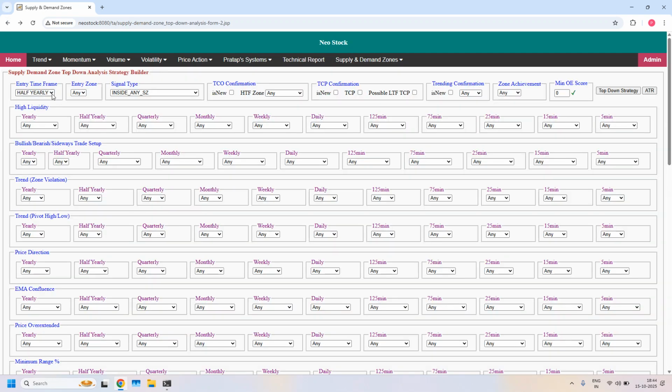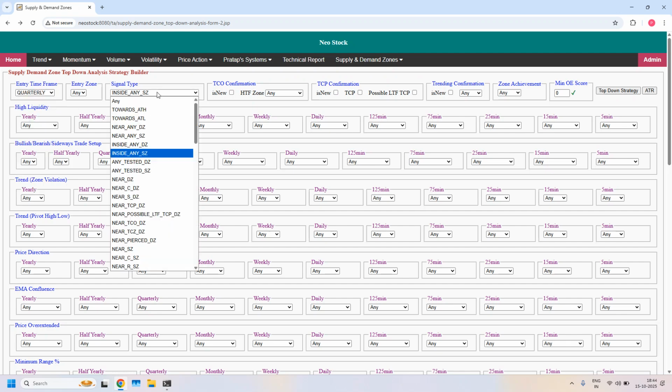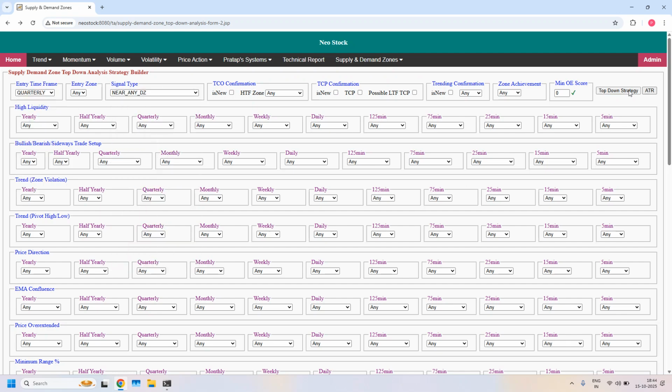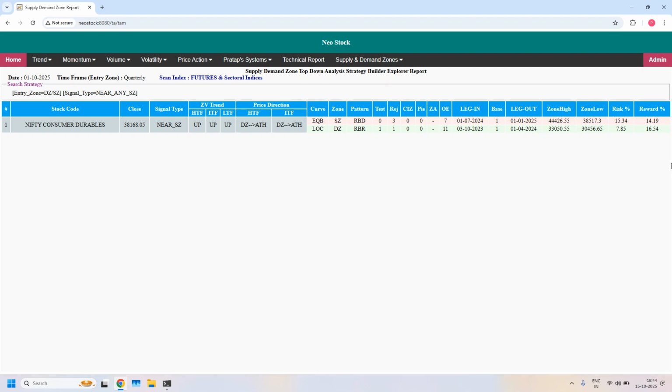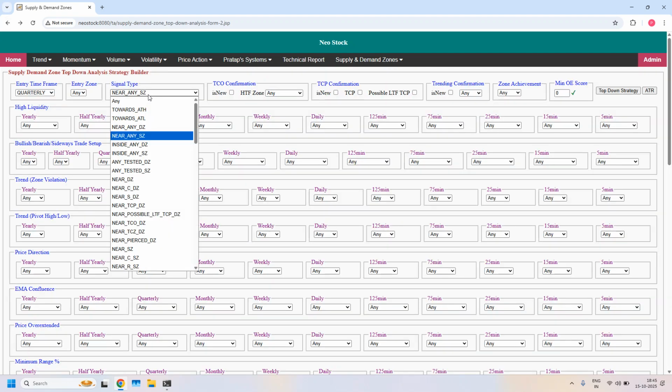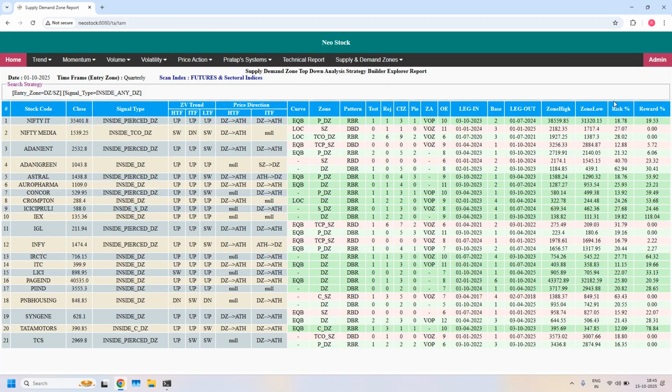Next time frame is quarterly. Stocks near quarterly demand zone, no stocks. Stocks near quarterly supply zone, 1 stock we got. Next, price closed inside the quarterly demand zone, we got 21 stocks.